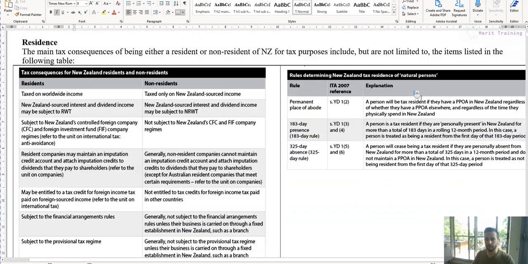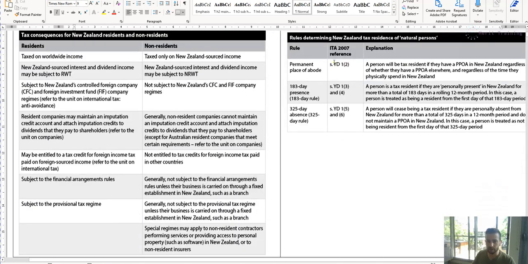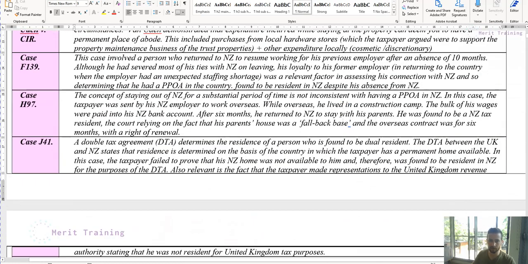And this kind of feeds back to this rule that we talked about up here, that ultimately the key factor is whether you have a permanent place of abode. And if you have a PPOA here, then this timing thing doesn't really matter, which is what this case is saying here as well. Even if you spent most of your time overseas, if you've got a connection to New Zealand, then you've got a PPOA.